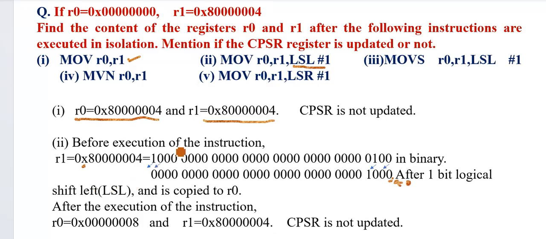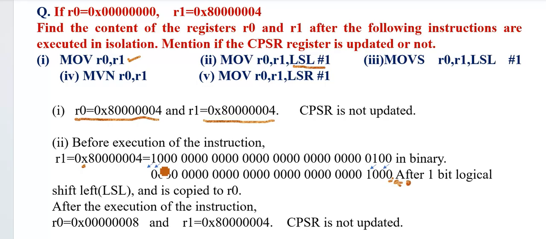But here there is no S in the move. They have given just MOV. There is no S, so that means don't update the flag. If S is there, then save or update the flag. Here there is no S. So MOV R0, R1 logically shift left by 1 means you have to shift this 32-bit value, written in binary, left by 1 time. This one will go to carry, but it is not updated.